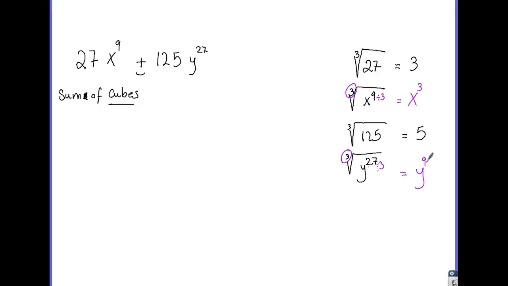Now, let's apply the rule. The rule says a plus b times a squared, b squared. Always put your plus in the first parenthesis. If that's a plus, the sign in the middle is the opposite, so it will be a minus. And then you multiply the first and second, a and b. So, let's apply this with the numbers.